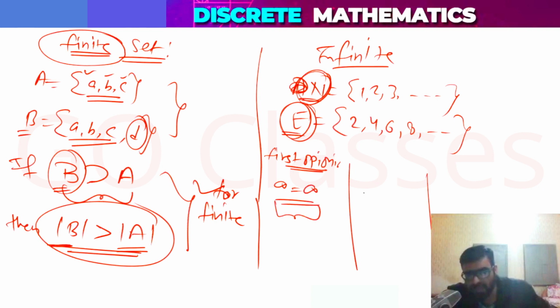Now the second opinion will be, they will say, see, every element of this set E is already present in this set N. You can see every element of set E is already present inside set N, but we have some extra elements like 1, 3, 5. So we have some extra elements in set N, so definitely the cardinality of set N should be greater than the cardinality of set E. So this is the second opinion.